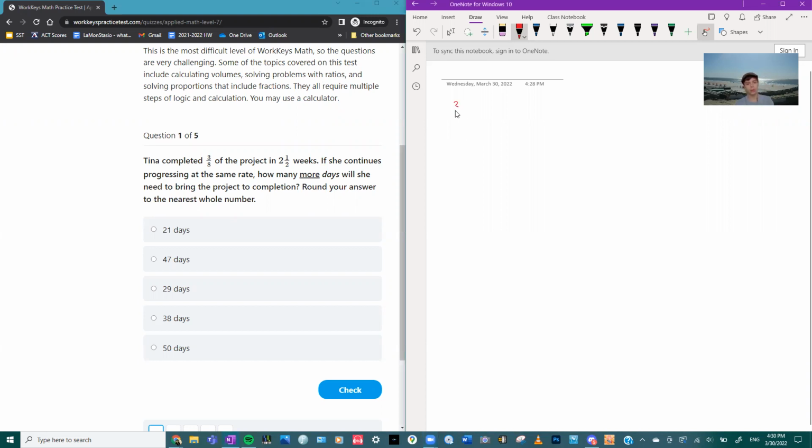Well, what we know is that she completed 3/8 of the project in 2.5 weeks. Well, we know the answer has to be in days, so we're going to have to convert this to days. So 2.5 weeks, we can just make that 2.5. And when you're doing a unit conversion, so 2.5 weeks.